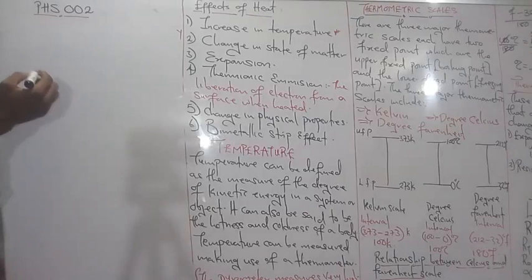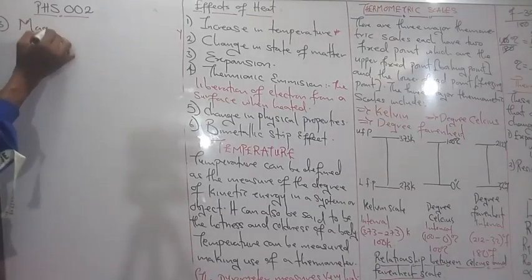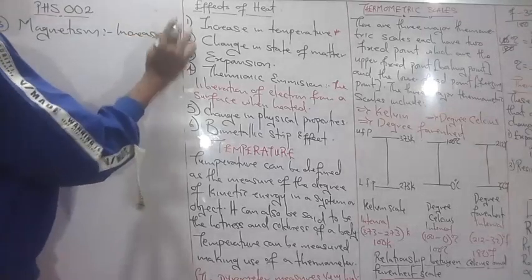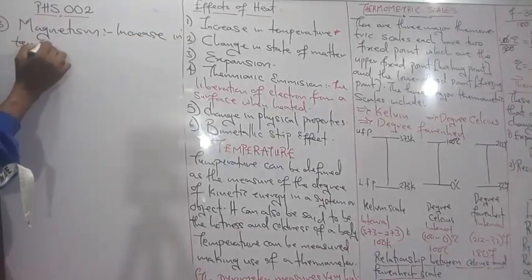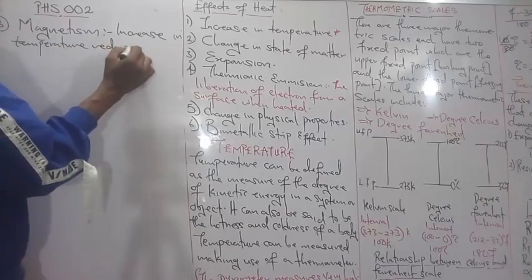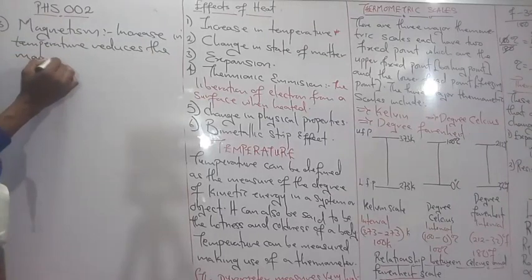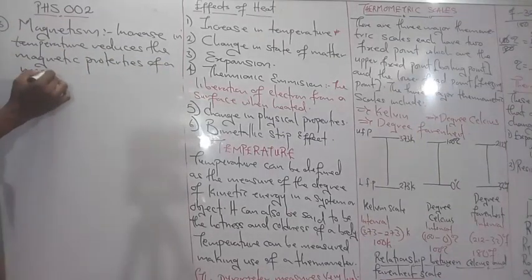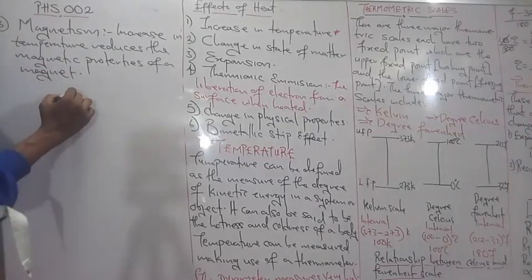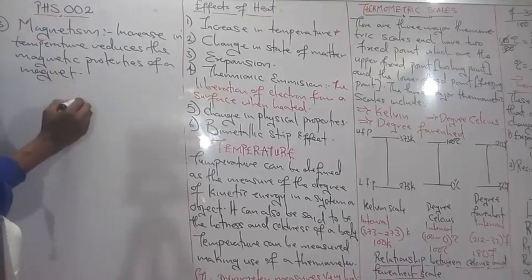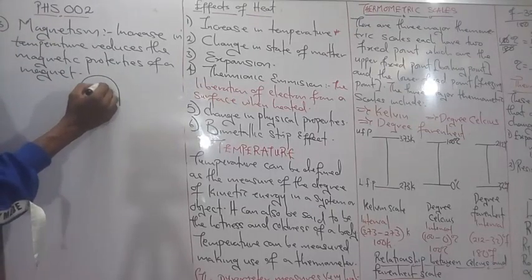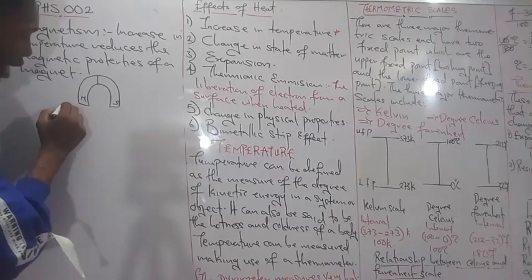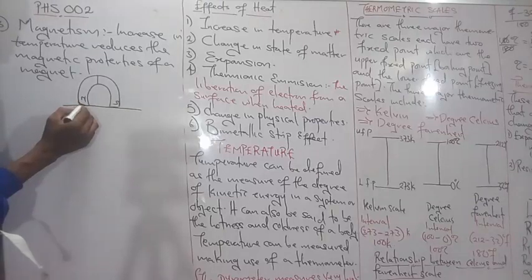And this is what we illustrate now to you. Number three, magnetism. Increase in temperature reduces the magnetic properties of a magnet. Now, this can be demonstrated this way. Imagine we have a bar, the horseshoe magnet. Are you getting me now? That's the south pole. And at the end of the day, it's attached, or it is able to magnetize a rod.